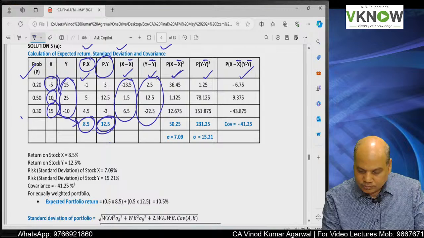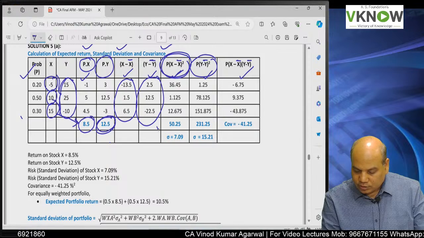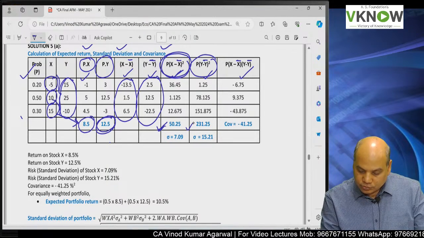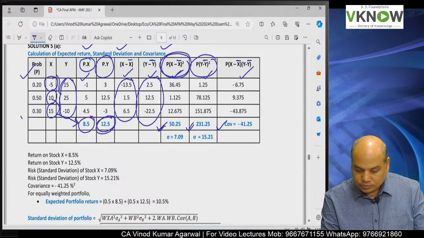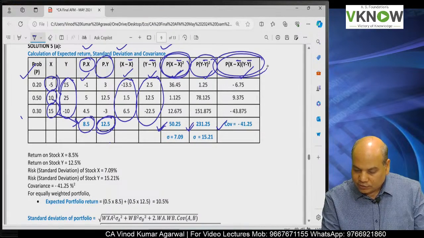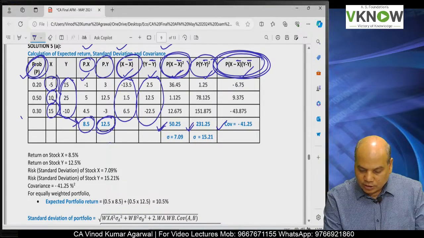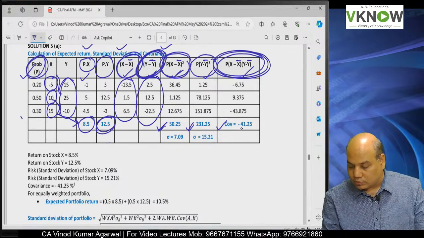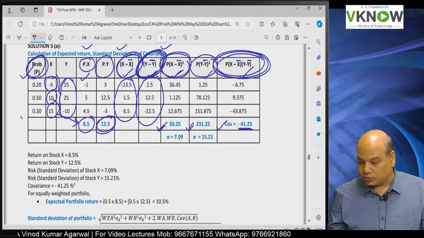You get this column. Then you take P into X minus X bar square, P into Y minus Y bar square. This column you will get 50.25. This you will get 231.25. And this column P into X minus X bar into Y minus Y bar. This is called covariance. That column is covariance.